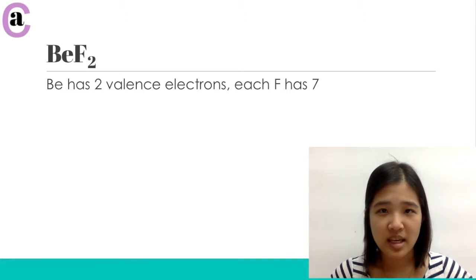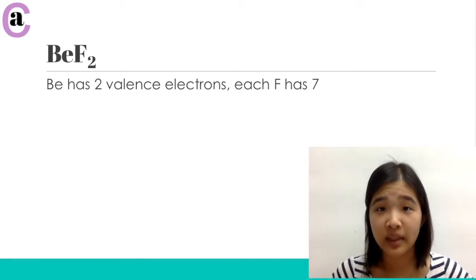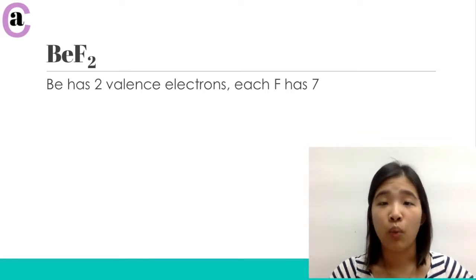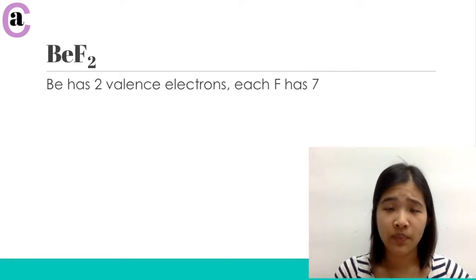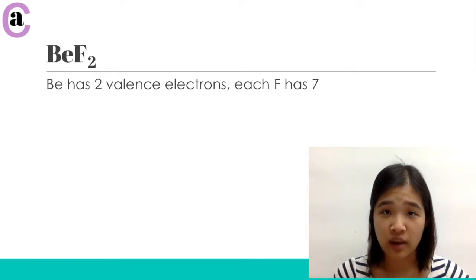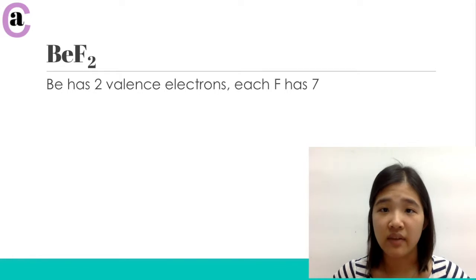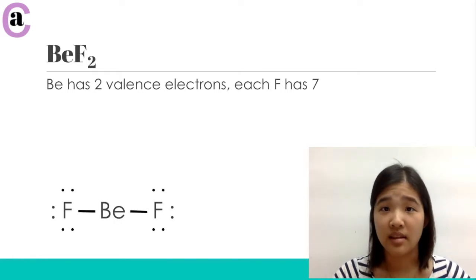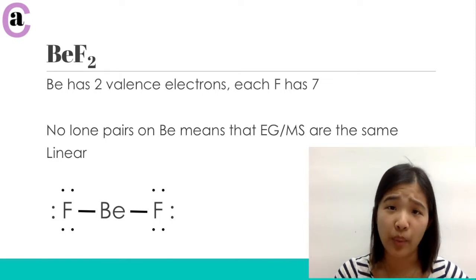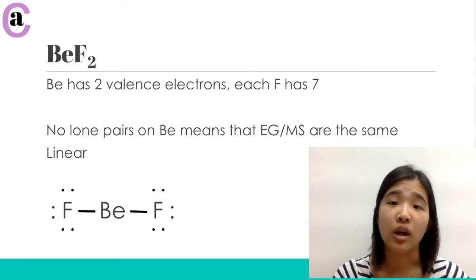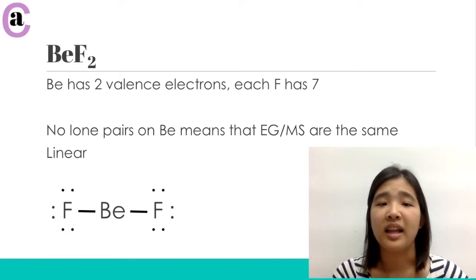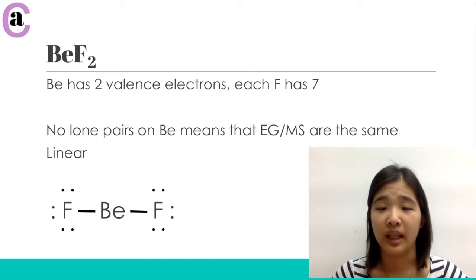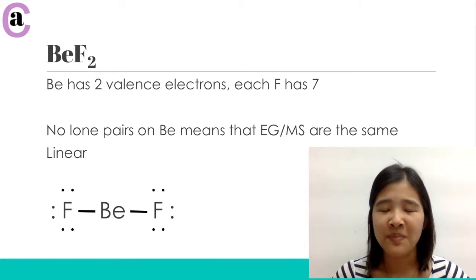Okay, so let's get into it. First example is BeF2, beryllium fluoride. When we start to work these problems, basically you want to look at just the valence electrons and how many bonds each atom has. So here, beryllium starts off with 2 valence electrons, and each fluorine atom has 7. When you put them all together, it looks like this, very standard. And since there are no lone pairs on the beryllium, the electron geometry and the molecular shape are the same. This is going to hold true for any molecule that doesn't have any lone pairs. The electron geometry and molecular shape are going to be the same. In this case, linear.